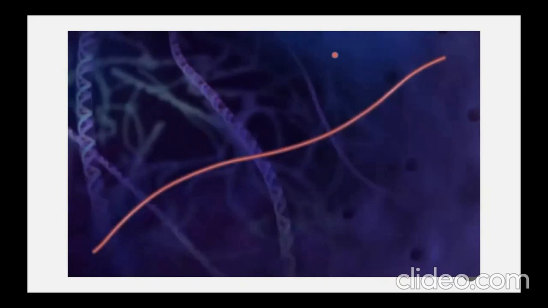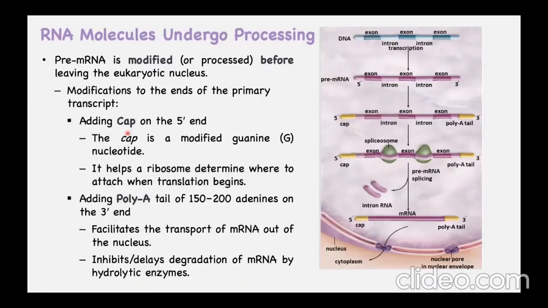Okay. So, after it has come out of the nucleus. Actually, before it leaves the nucleus, there is one more process that the mRNA has to undergo, because right now it is called the pre-mRNA. It is not the mature mRNA yet. So after it has been transcribed, it will be modified before leaving the eukaryotic nucleus. So what happens during the processing? It is an event called splicing.